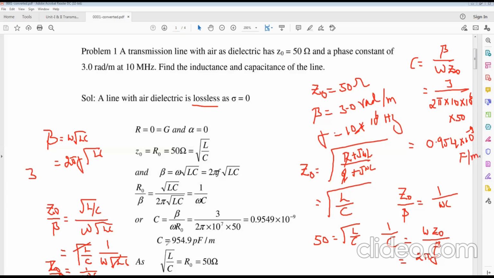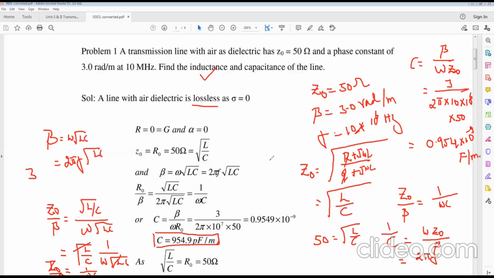The C is equal to, we got 10 power minus 9, which is nano actually. They write that as 954.9, meaning additionally it is getting a 10 power minus 3. 10 power minus 9 and 10 power minus 3 is 10 power minus 12, picofarads per meter. Okay, picofarads per meter. The capacitance we got.